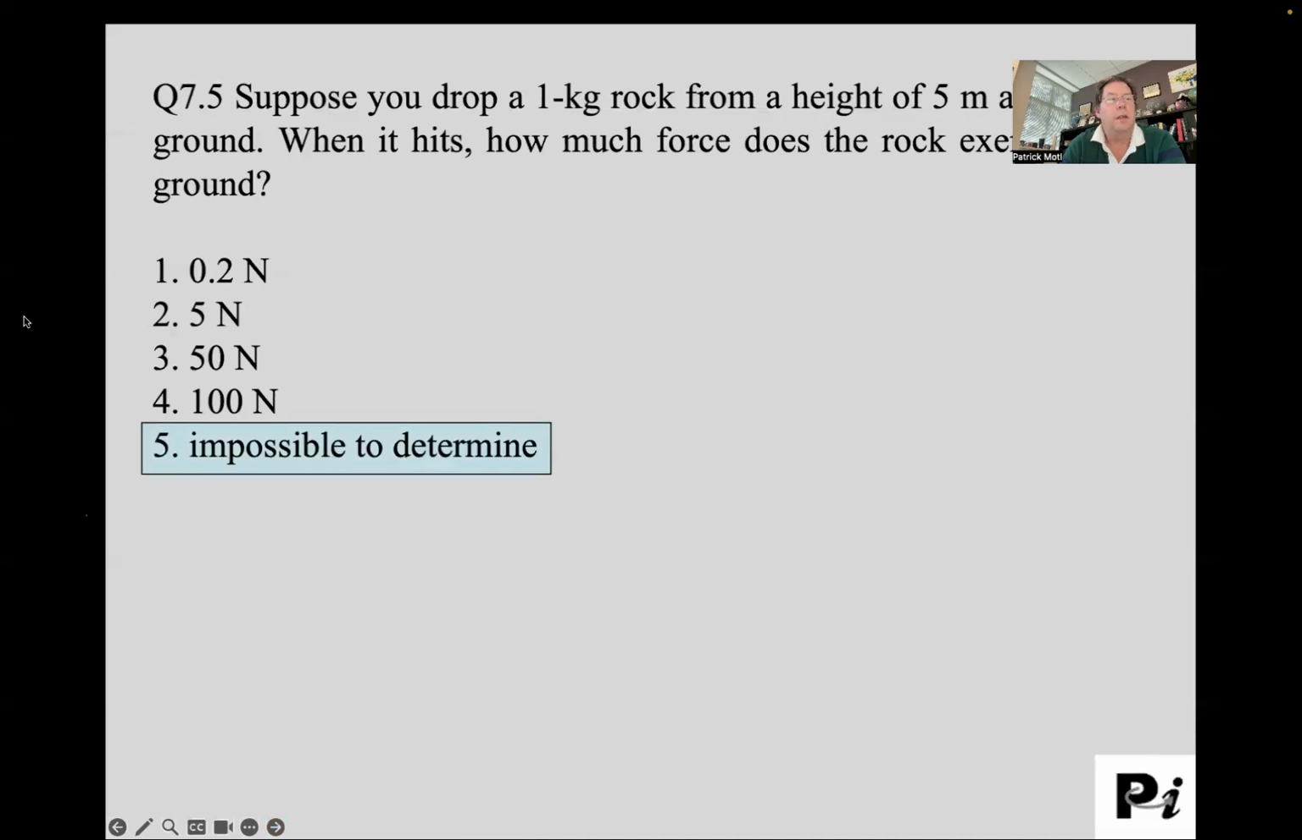All right, so a sneaky one on you. It's impossible to determine. So what do we know? We know from the work energy theorem, the work is equal to the dot product of the force with the displacement. And that work done by the force is equal to the change in kinetic energy. So we know how big the change in kinetic energy is, as an object is going to drop 5 meters.